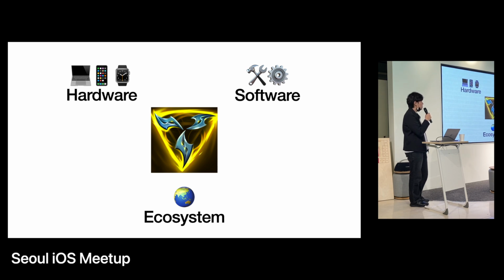Also, Apple's ecosystem is pretty powerful, I think. Like iPad, iPhone, Apple Watch, when you use all three, you can send photos or data through AirDrop. I think the ecosystem is really powerful. So what I define as a powerful Apple framework is one that uses these three things combined.